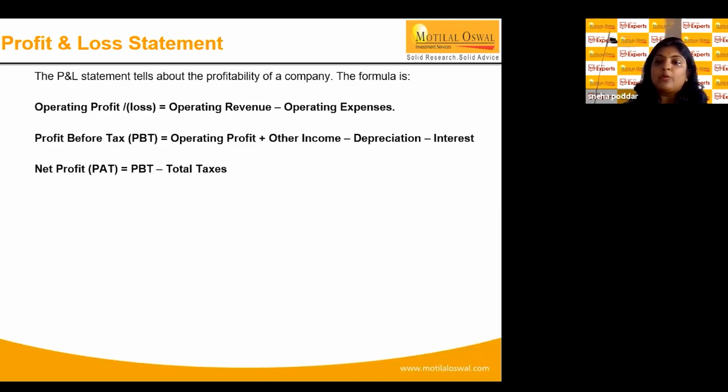Once we deduct the operating expenses from the operating revenue, we get the operating profit or loss, which helps us in calculating the operating efficiency. Then we add the other income, deduct the depreciation and the interest expense, and arrive at the profit before tax. And once we deduct the total taxes, we arrive at the net profit.